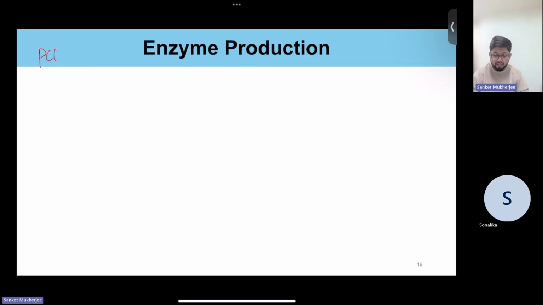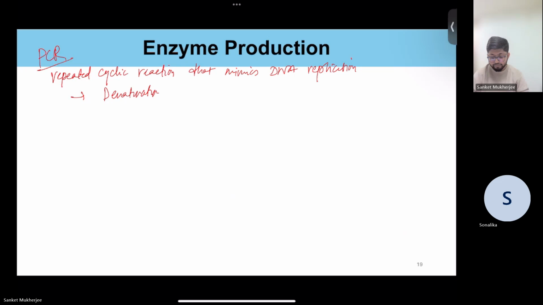So what is PCR again? It's a repeated cyclic reaction that mimics DNA replication. And we will see all the components which are essential for PCR. The main steps are denaturation, annealing, and extension or elongation.